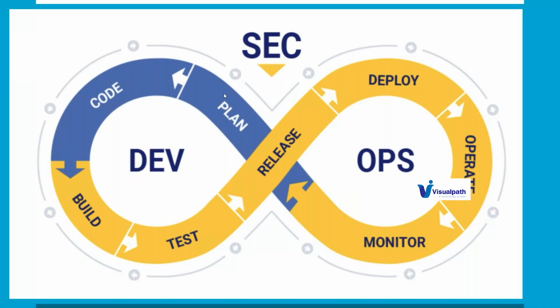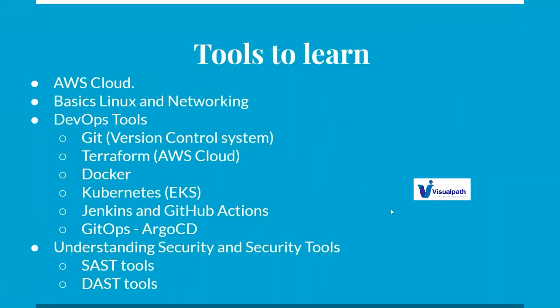We will go through each section: planning, coding, building, testing, and release, what happens there, and DevOps, sorry, the deploy part, operation part, and monitoring. So these are all continuous integration, continuous delivery, continuous monitoring, continuous security testing. All these things come in the DevSecOps part. So the tools we are learning here.